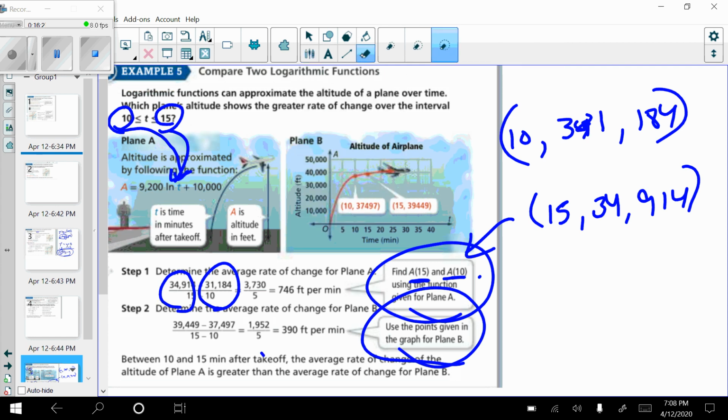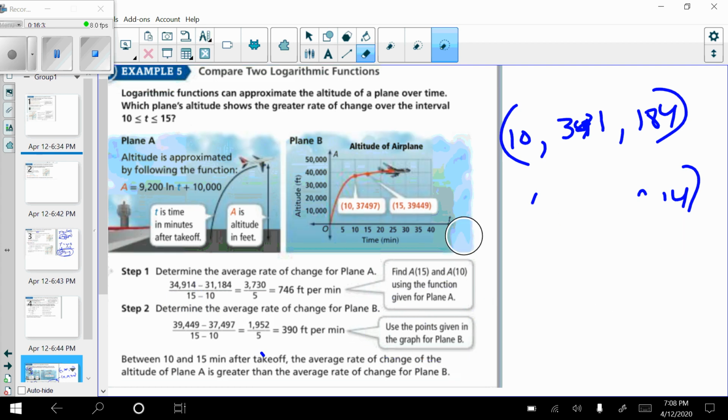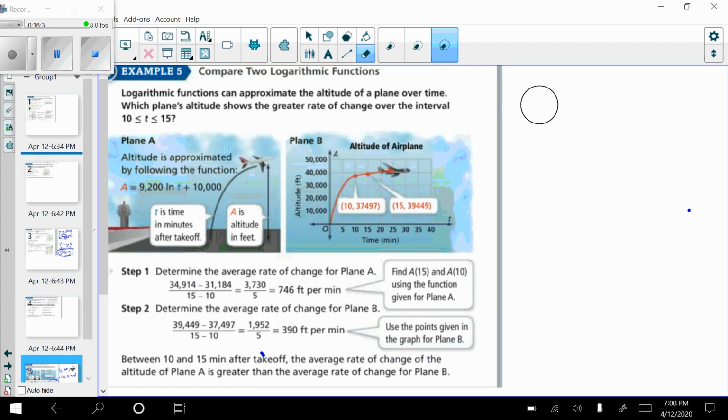I'll clear the board, and you can pause at any time and read through it and make sure you're doing it. Come back to this and look at this while you're doing the homework. I'm trying to keep these videos short and quick so that you can get in, get out.